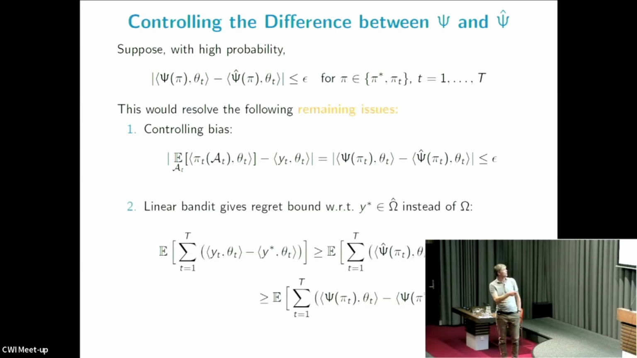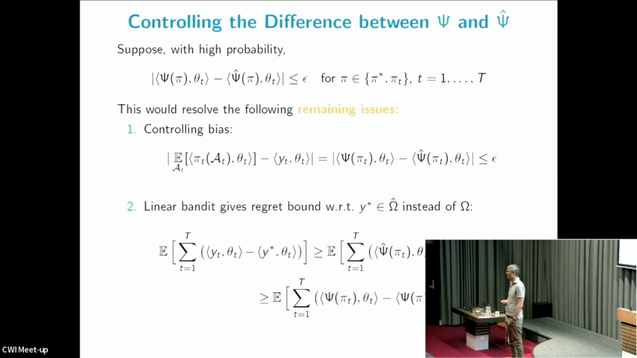And also there's the issue that this linear bandit will give a regret bound with respect to omega hat, but that will be close to a regret bound with respect to omega if I have control on the difference between psi and psi hat. Right, so if I have an upper bound on the regret in terms of omega hat, I can rewrite it in terms of this psi hat for the policies that we play and for the optimal policy, and that should be close to the actual regret in terms of psi, up to some 2 epsilon for every round. Right, so if I have this type of control, then we're all good.